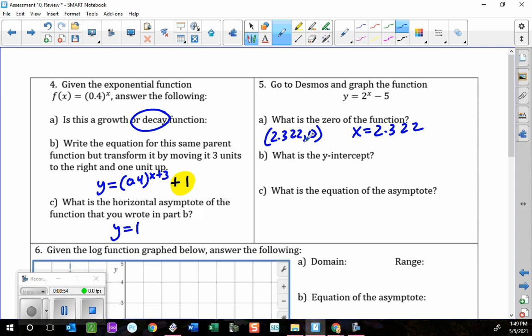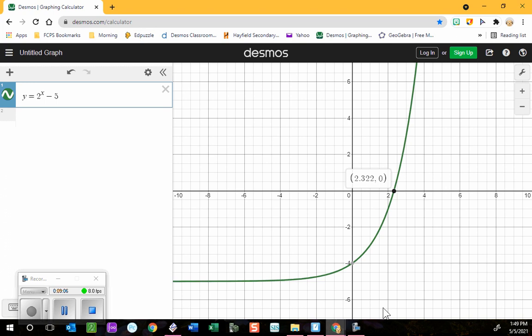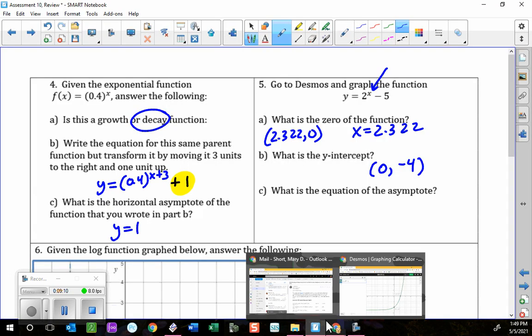All right, what's the y-intercept? Now I can find the y-intercept very easy myself. All I have to do is plug in 0 for x. So if I plug in 0 right here, 2 to the 0 is 1. 1 minus 5 is -4. I could also look at my picture, and there it is. All right. What is the equation of the asymptote? Remember, the asymptote is controlled by any upward or downward motion, so my asymptote is y equals -5.